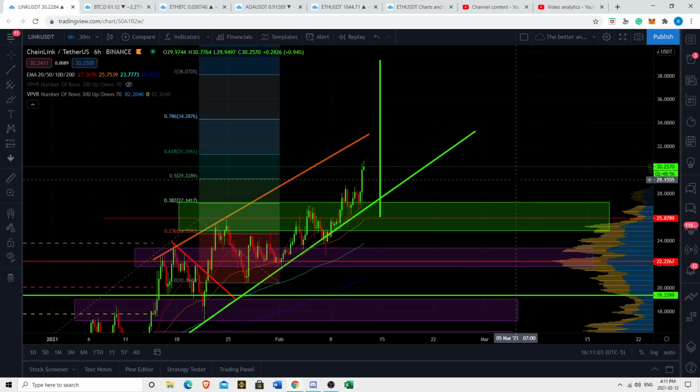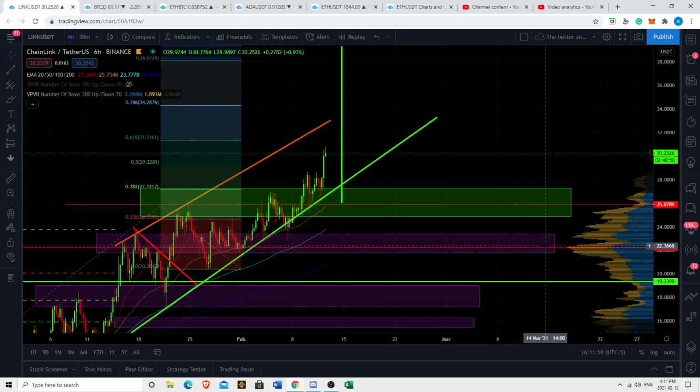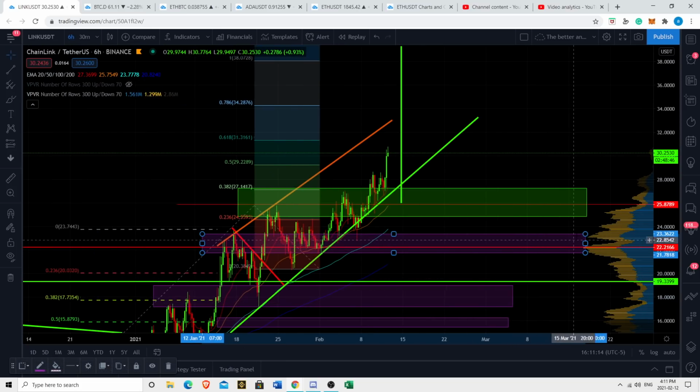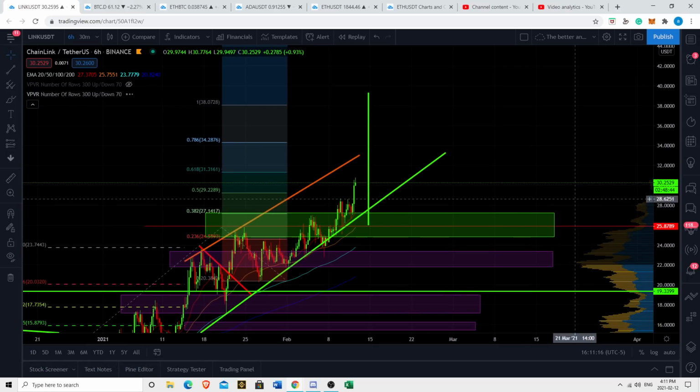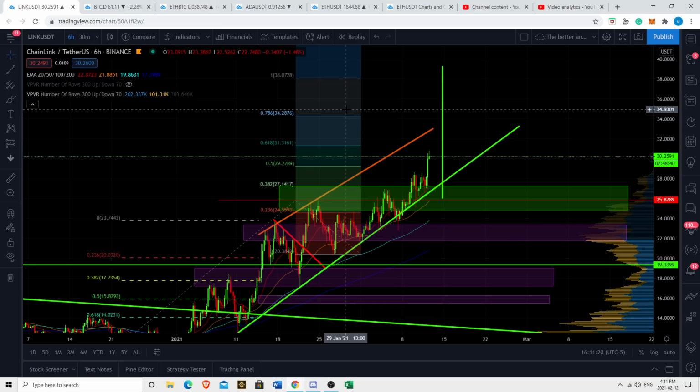But if I were getting into the space today, and if I wanted to get into Chainlink, this level here and this level here is where I would be looking to dollar cost average my way in. Yeah, so folks, if anything interesting further happens with Chainlink, we'll definitely be talking about it on this channel.